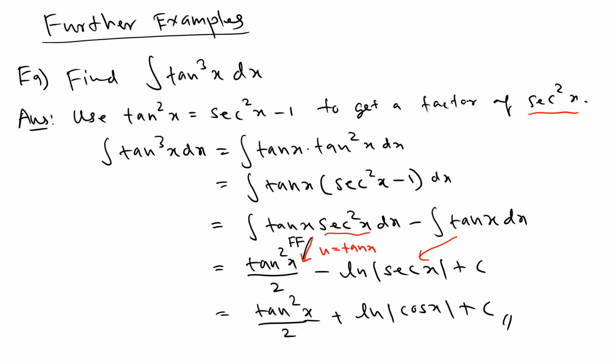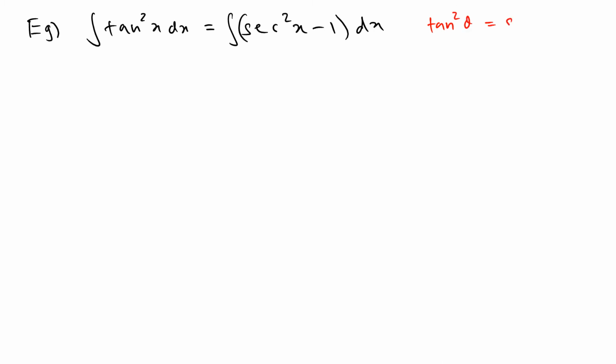Now how about some easy cases? What if we have tan squared x? Next example, tan squared x. What can we do? You can use the same identity, the Pythagorean identity: tan squared theta equals secant squared theta minus 1. Then you can integrate term by term. Secant squared gives tan x, and minus 1 gives minus x, plus c.